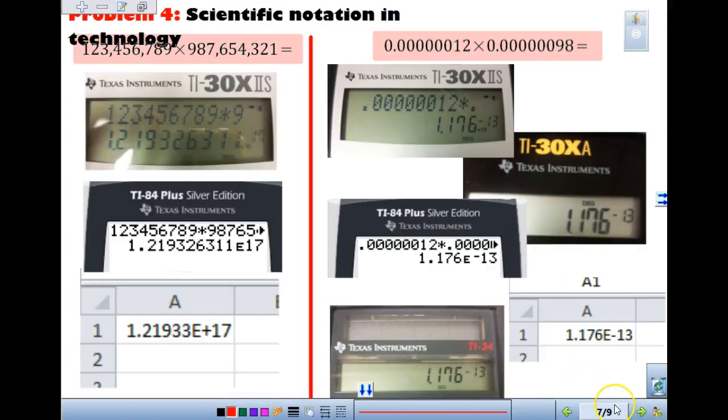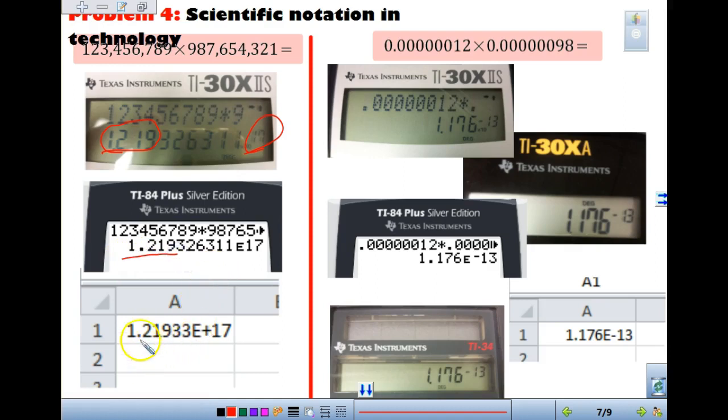Okay? So, right now what I need you to do on your calculator, if you don't have a calculator, grab one. You're going to put in the number 1, 2, 3, 4, 5, 6, 7, 8, 9 times 9, 8, 7, 6, 5, 4, 3, 2, 1. That's exactly what it says in your notes. Put it in and hit equal. And mine comes out to be 1.219 if I was estimating it, times 10 to the 17.